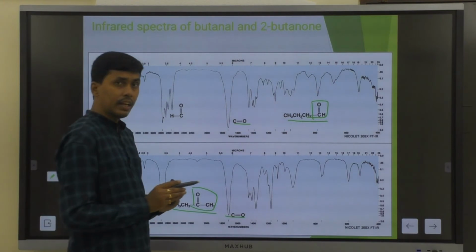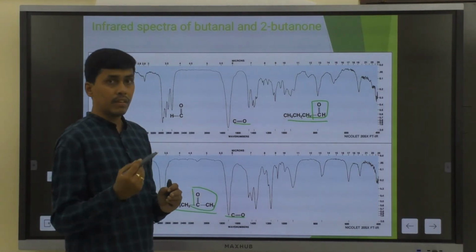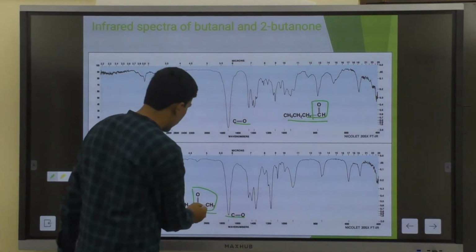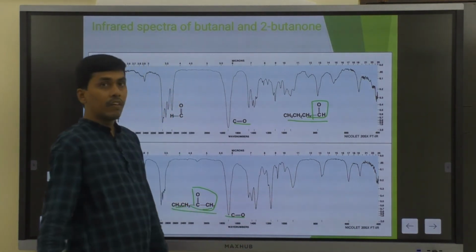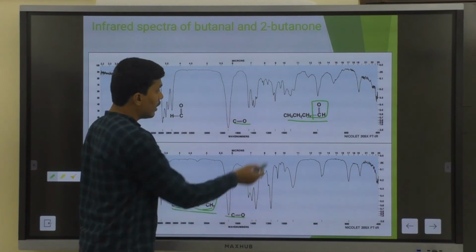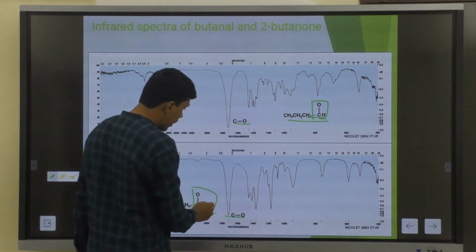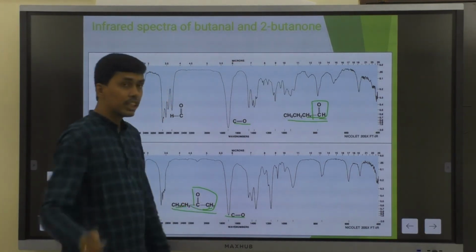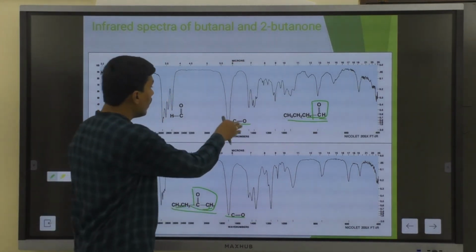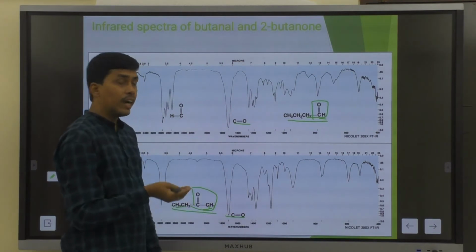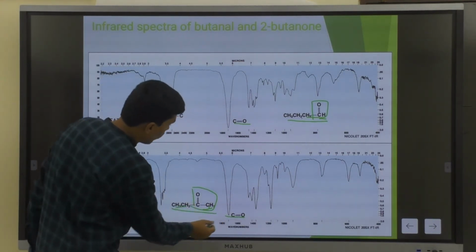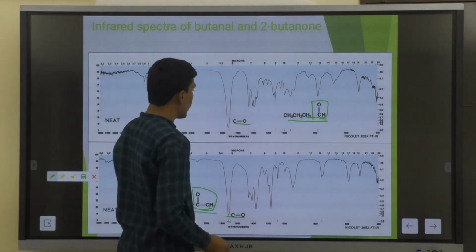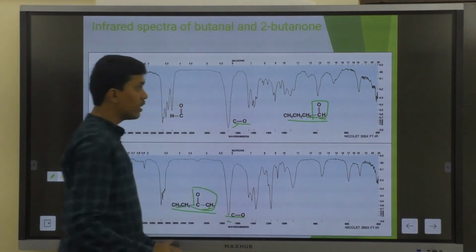Generally, we will study that ketone has lesser IR stretching frequency. Why? Because of the inductive effect of two alkyl groups here, and another thing is hyperconjugation also. So the C double bond O stretching frequency is a little lesser in ketones than aldehydes. So the absorption is around 1680 or 1690 for ketone. For the aldehyde, you can see around 1700 centimeter inverse.